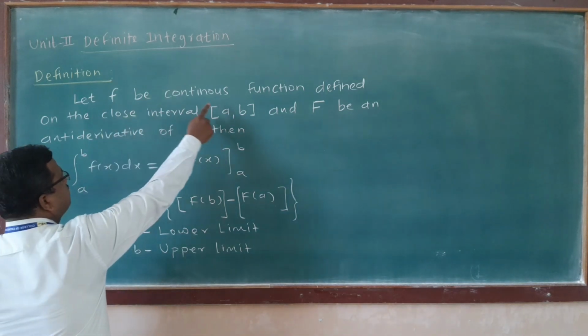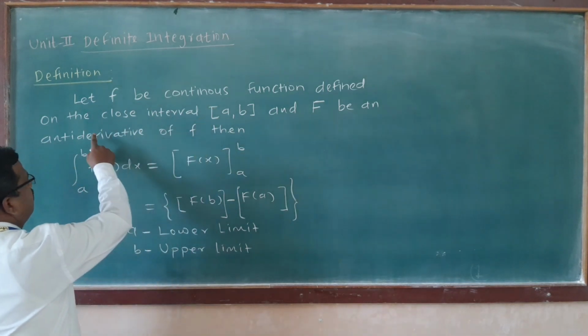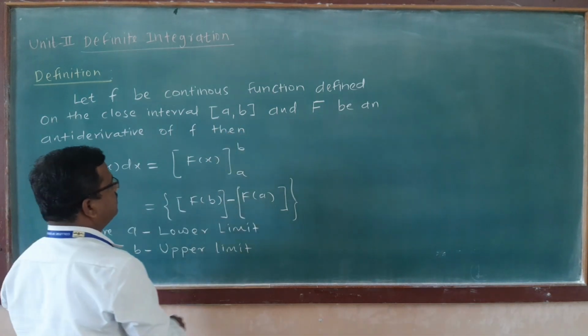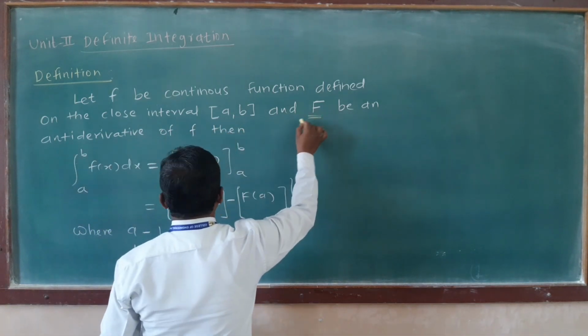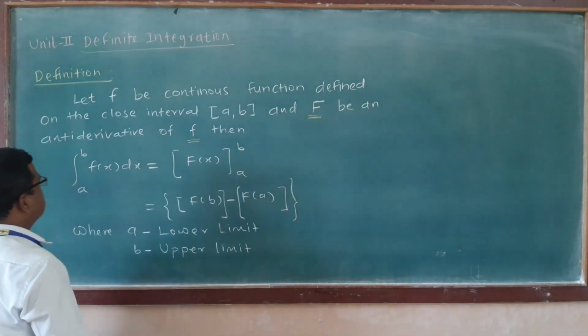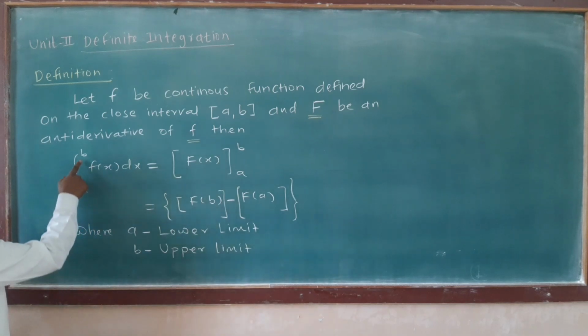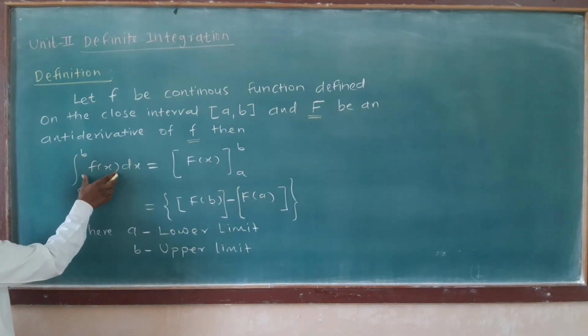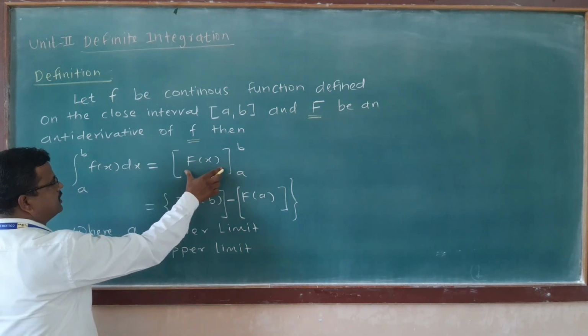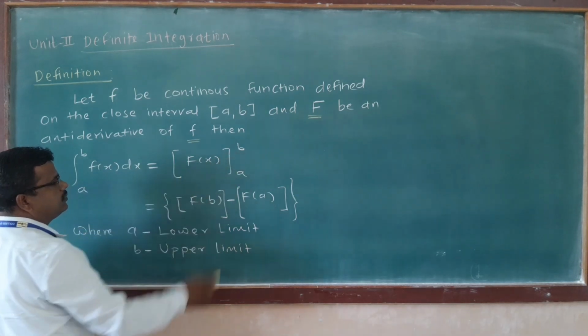Let f be continuous function defined on the closed interval [a, b], and capital F is an antiderivative of this small f. Therefore integration from a to b of f of x is equal to capital F of x from limit a to b.